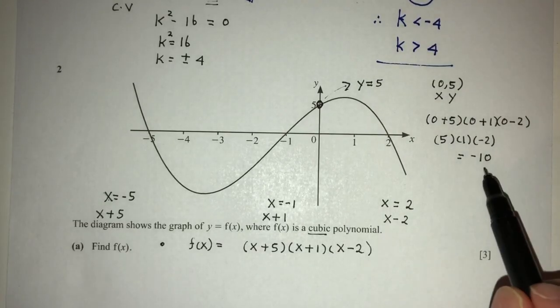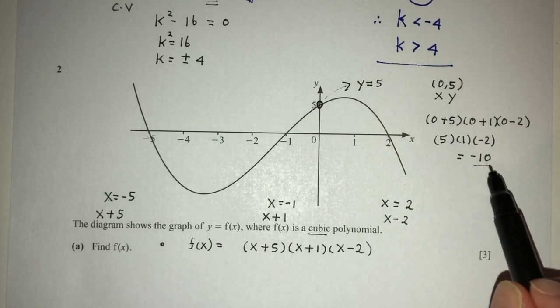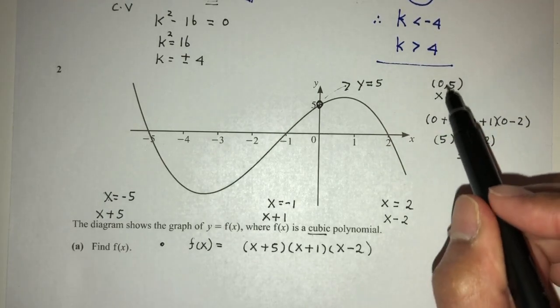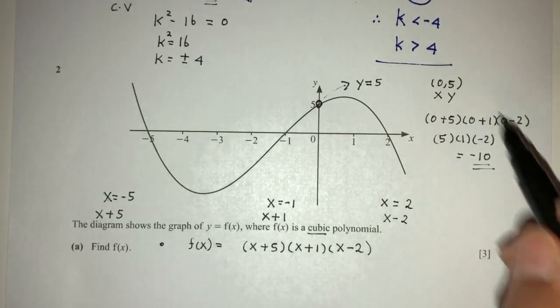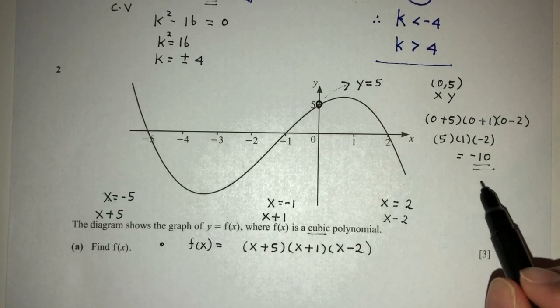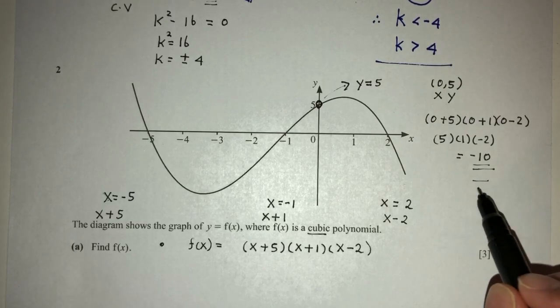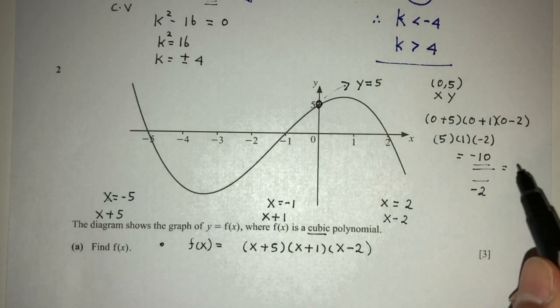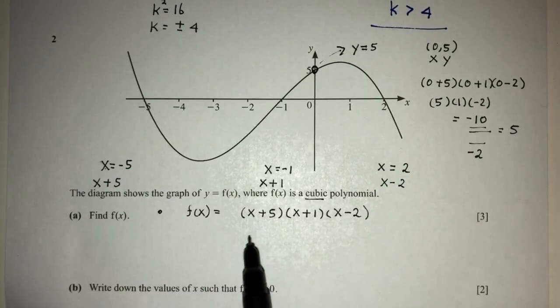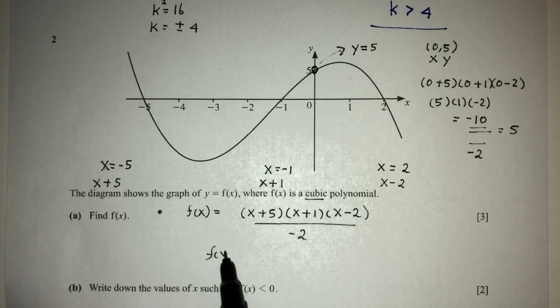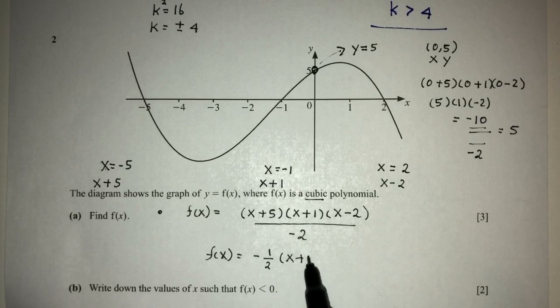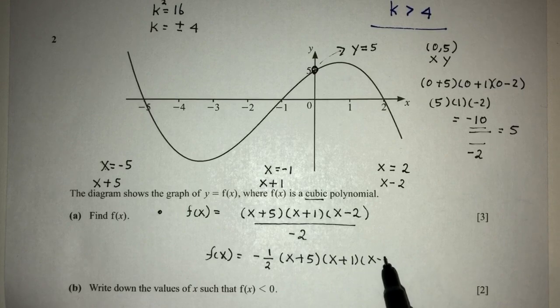So you can see we are getting minus 10 for this value, but we need the value of 5. So how can you make minus 10 become 5? You have to divide. You can divide by minus 2 to get 5. So same thing here, we take this and divide by minus 2. So f of x will be minus half times the rest. That will be my equation of the curve, which is f of x.